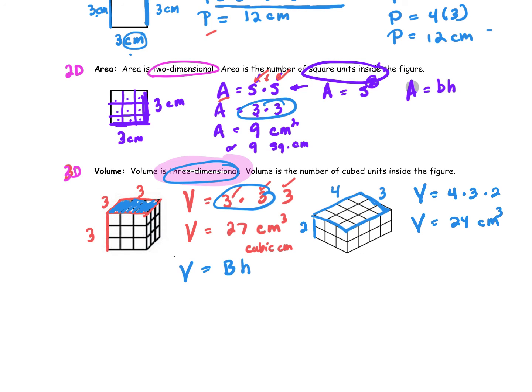Now, let's look at this mama formula again. If I chose to do the mama formula, the base, I'm looking for the area of the base. So I have 1, 2, 3, 4, 5, 6, 7, 8, 9, 10, 11, 12. So there are 12 cubes here times the height. So this would be 12 times the height, and I'm still going to get that 24.